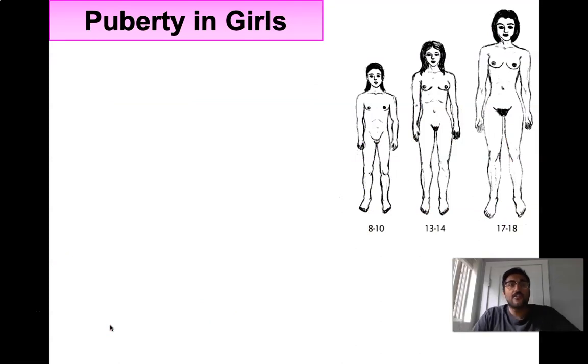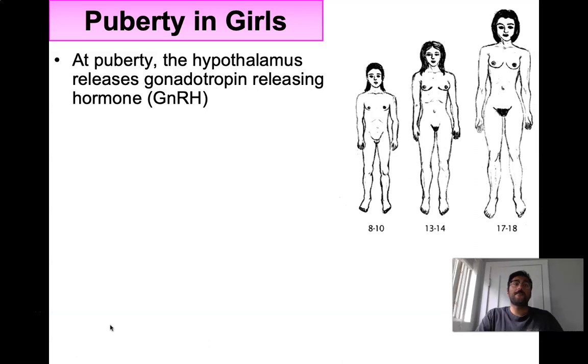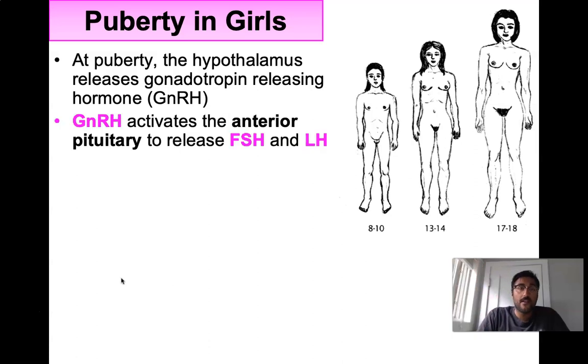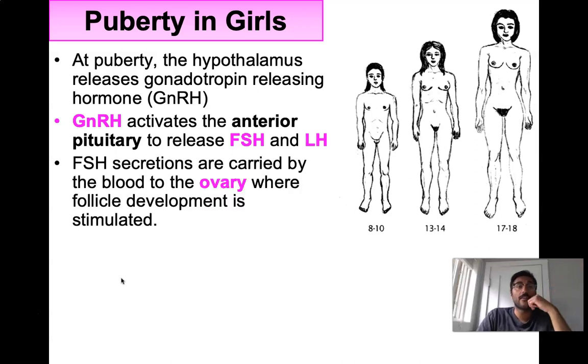Just like for the last video where we talked about male hormones, we're going to talk about hormones in females as well. So puberty in girls is going to be like we previously spoke about for puberty in boys. The hypothalamus is going to release a hormone called gonadotropin-releasing hormone, GnRH. And GnRH is going to activate the anterior pituitary to release follicle-stimulating hormone, FSH, and luteinizing hormone, LH.